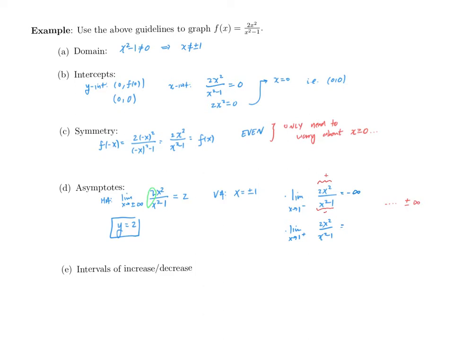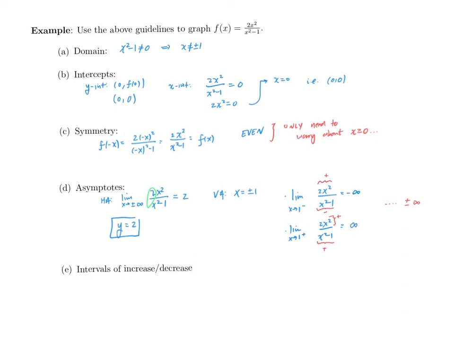Similarly, if we think about approaching 1 from the right, 2x squared is still positive for every input. But now for something a little bit bigger than 1, maybe say 1.1, that quantity squared minus 1 is positive.